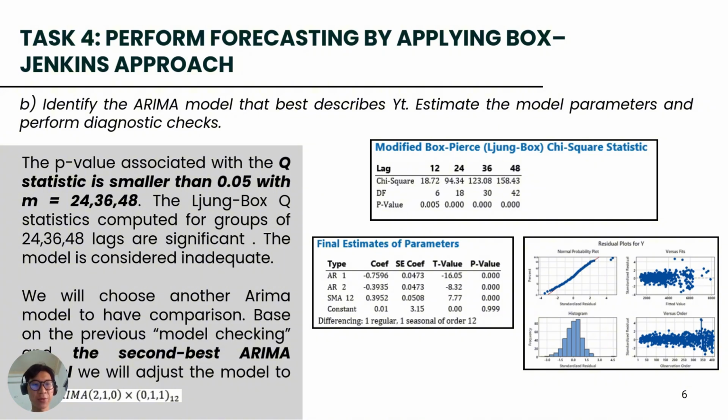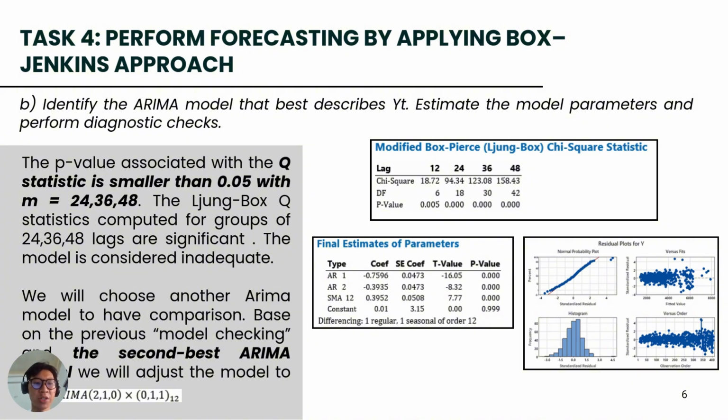So we're going to consider the chi-square. The Ljung-Box Q statistics computed for the groups of 24, 36, and 48 lags are significant. So the model is considered inadequate if we forecast in the long term, which means that if we forecast over about 12 months, it's going to be inadequate. So we're going to choose another ARIMA model to have a comparison.